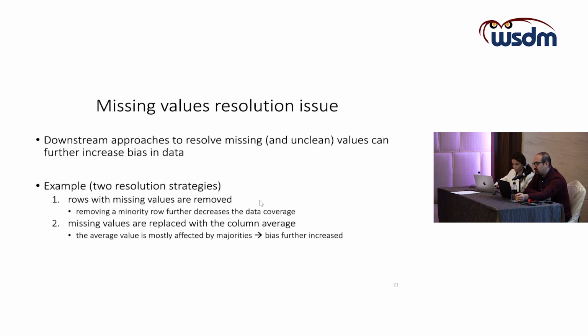Another example is if your strategy is to replace the empty values with the average. Let's say your imputation strategy is column average. In that case, the average, we know, is driven by the majority simply because they are the majority, right? So most of the points are from the majority. So in that case, you are even increasing the bias in the data. So therefore, correctness and completeness in the data, though important in general, is even more important for responsibility.